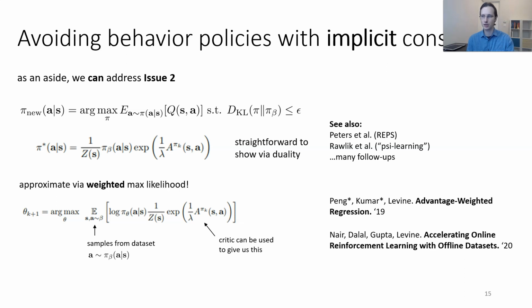So this is the idea behind two algorithms that we've developed, advantage-weighted regression and an algorithm called advantage-weighted actor critic, which appears in this paper called Accelerating Online Reinforcement Learning with Offline Datasets. This method does not require estimating the behavior policy, and it works very well in the offline RL setting.